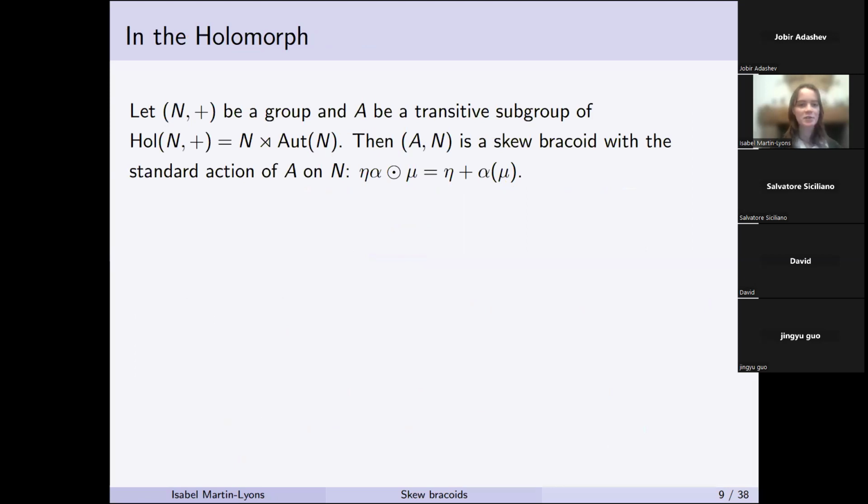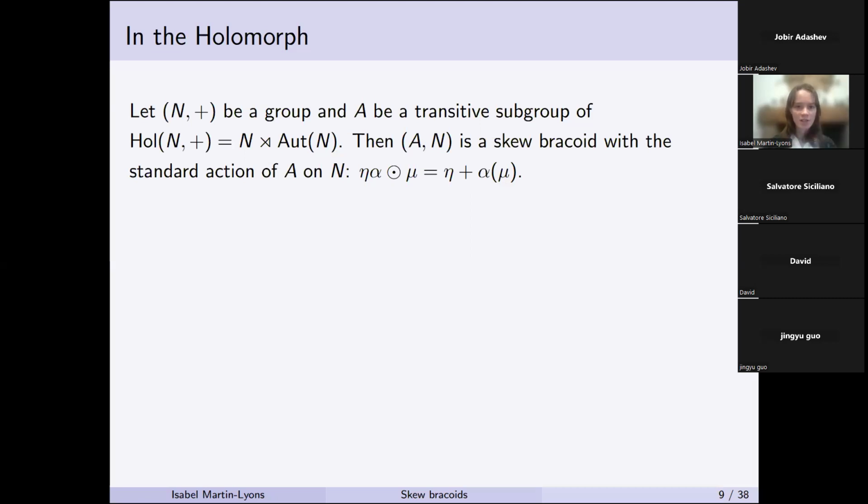The other thing we can do with the gamma function is translate our skew bracoid into a subgroup of the holomorph. But first, if we have a group N with plus, its holomorph is the semi-direct product of itself with its automorphisms. There are a few formulations of the holomorph, but this is the one I'll use.